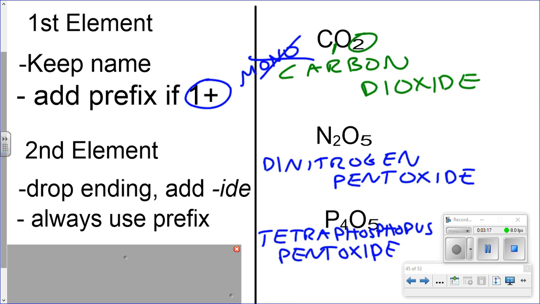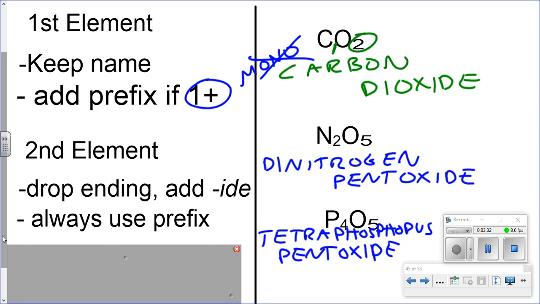Now I get a little worried because you guys learn the prefixes, and now you guys want to add prefixes to everything. Just use them when you see two nonmetals. Two nonmetals, use the prefixes, and that's it. Everything else is going to be ionic.